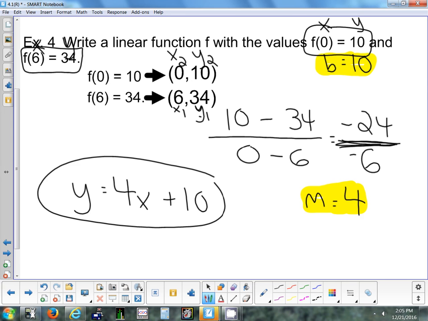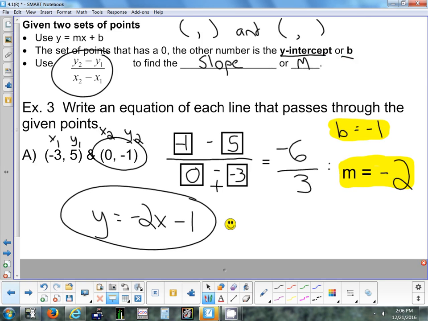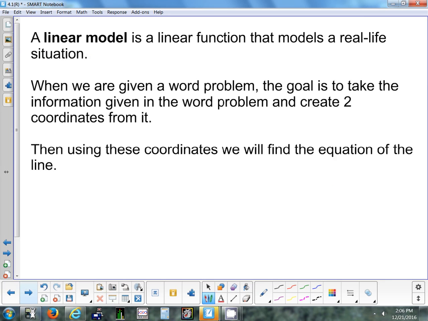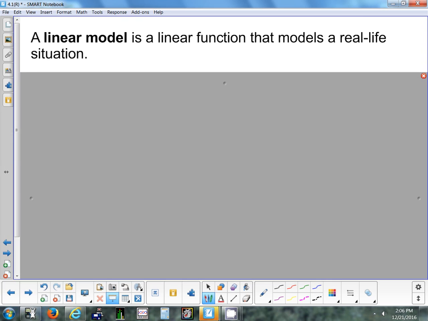All right, so everyone sees how this example and this one really are the same thing? The last one they gave you coordinates directly. This one you had to figure them out. Okay, so last problem we're going to do is going to be exactly like the previous two. You're going to have to figure out two coordinates. Right? So we're going to come up with what's called a linear model.